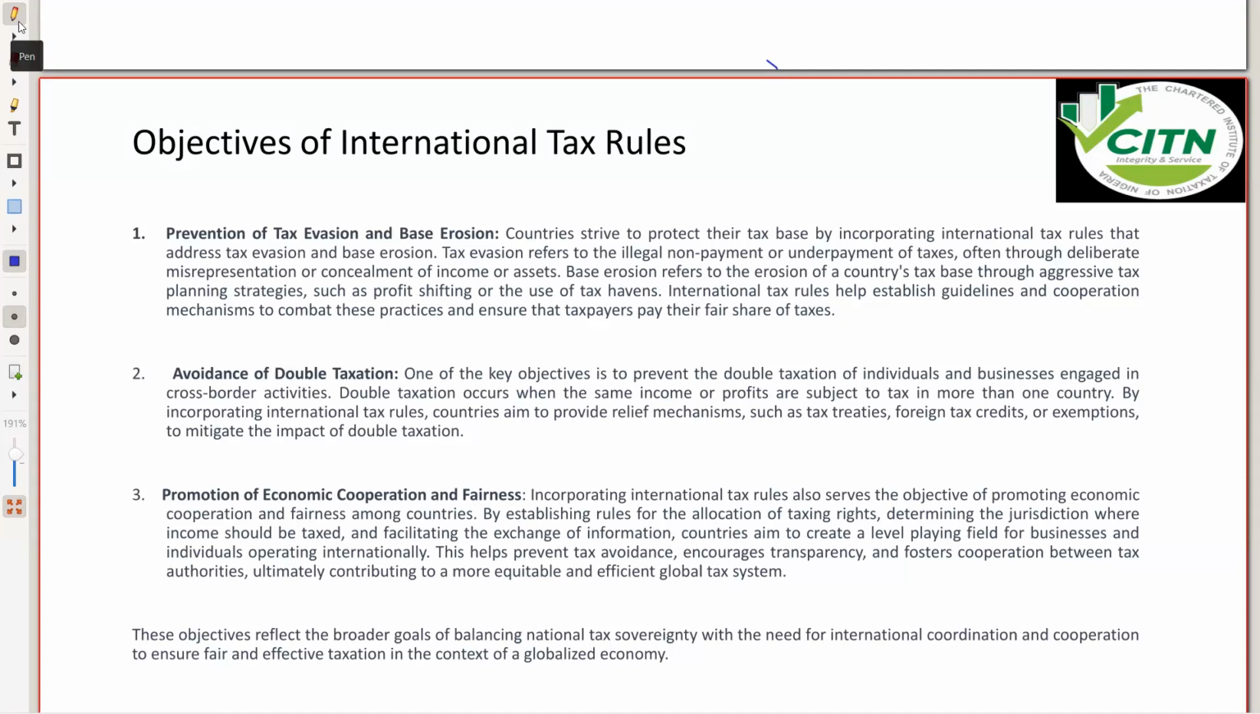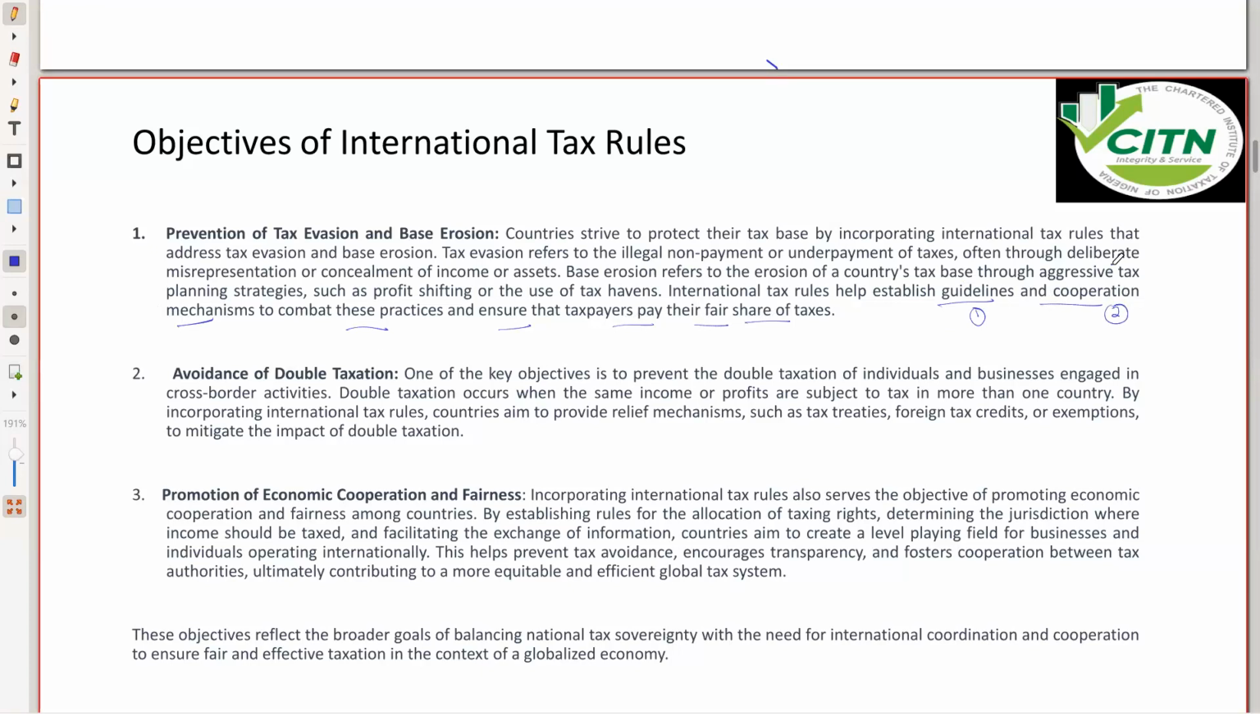And so one of the objectives of having this international tax rule is that it helps us to establish guidelines and a cooperation mechanism to combat these practices and ensure that taxpayers pay their fair share of taxes. So there are two concepts I want us to understand around that objective. One is that we're looking at guidelines and a cooperation mechanism.